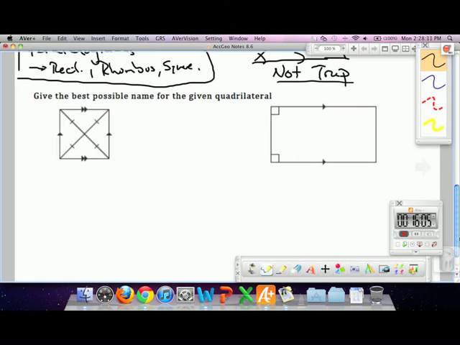This is certainly a rectangle because the diagonals are congruent. All diagonals of a rectangle are congruent. It's a parallelogram with congruent diagonals. This is certainly a rectangle. Yes, Rachel.